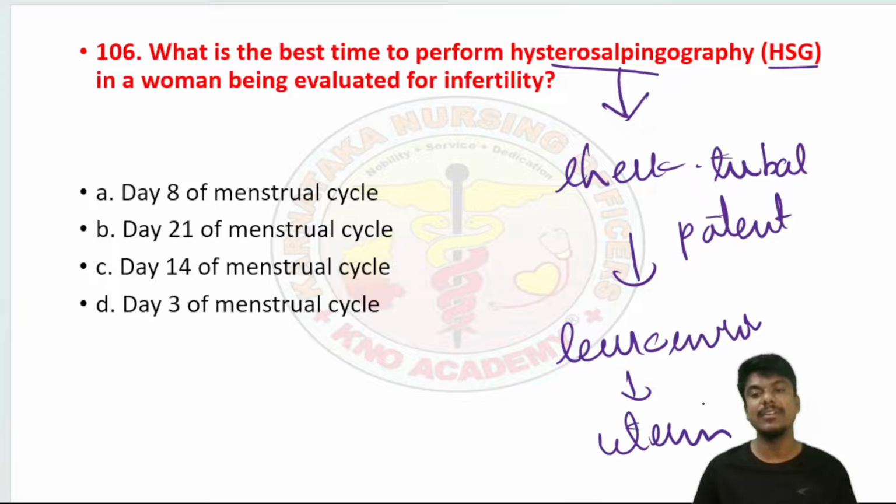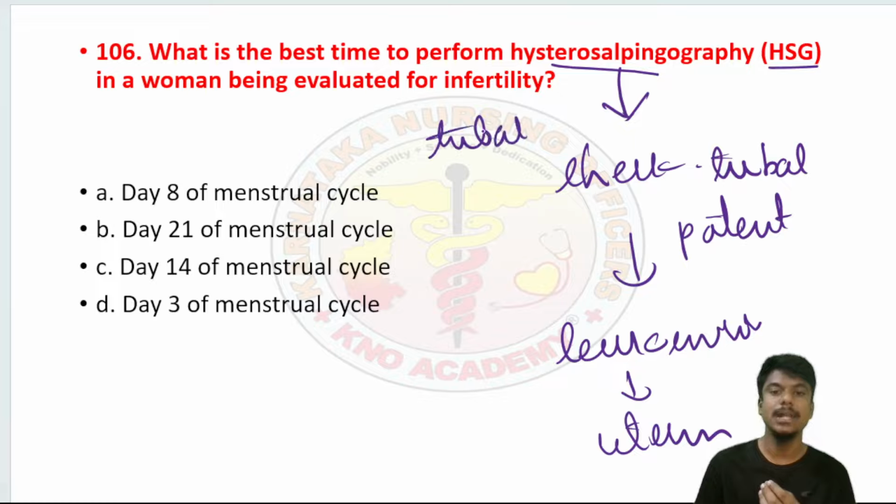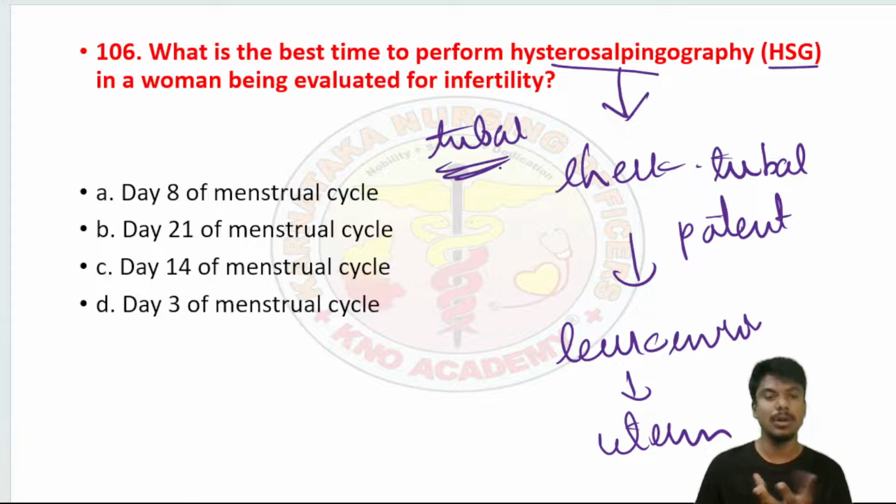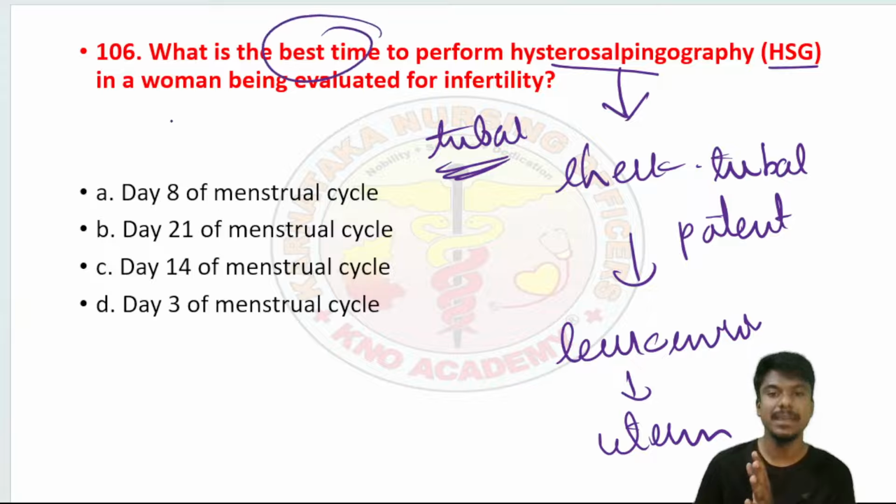They push a dye through the cannula and take serial X-rays while pushing the dye. They see whether the dye is pouring out of the fallopian tube or not. If the dye is not coming out of the fallopian tube, there is a chance of tubal block. So to diagnose tubal block or tubal infertility, they perform HSG. Here the examiner asks the best time to perform HSG for assessing infertility.